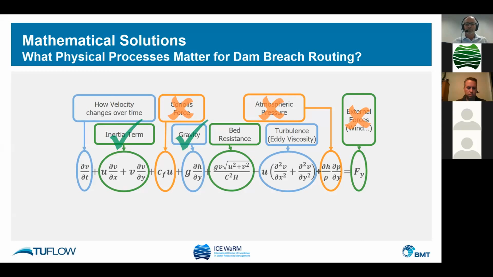You need gravity, otherwise water won't go downhill, which is a fairly fundamental part of dam breach routing. Bed resistance, of course, people mostly think about that as Manning's n, but it can also include other energy losses as well. And turbulence or eddy viscosity is often needed because we're talking about very complex flows. More benign, more gentle flows, you can possibly get away without that last term.